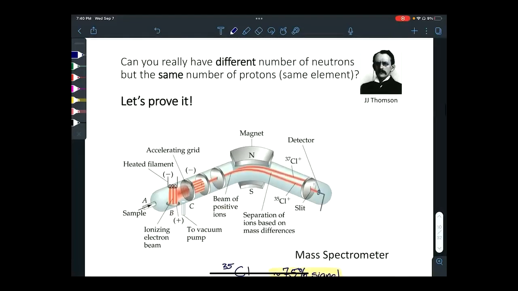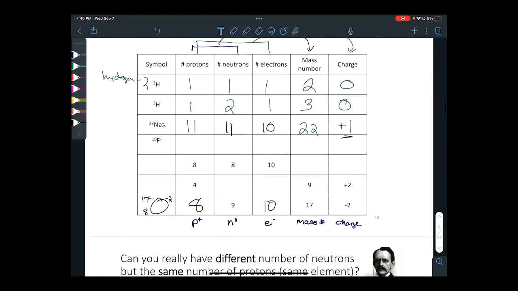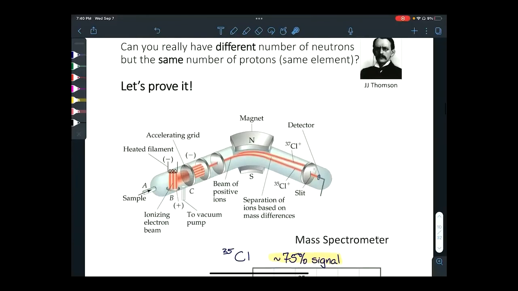All right, so we saw here that hydrogen has 3 different isotopes: hydrogen 1, hydrogen 2, hydrogen 3. How do we prove that hydrogen can have different weights, different mass numbers, 1, 2, or 3, but can still be hydrogen? That's really weird. So this experiment is a mass spectrometer. What we're able to do with this experiment is split different samples based upon their weights.